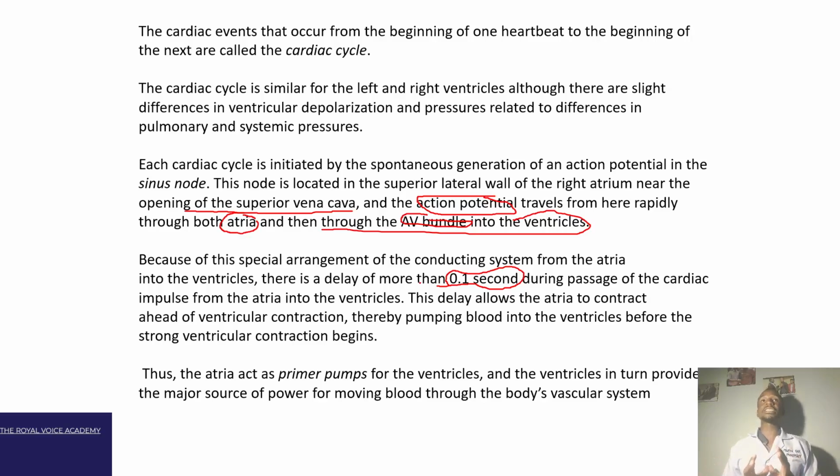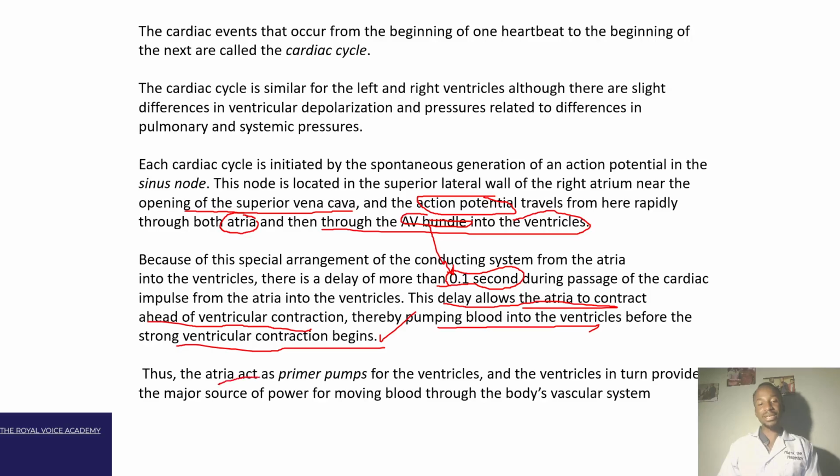So first you need a delay. You need some delay for your atria to contract first, and that delay is being caused by the organization of these different structures to conduct the action potential from the sinoatrial node to the ventricles, and that is the AV bundle. So the AV bundle is also connected to this part here. Good. And then this delay allows the atria to contract ahead of ventricular contraction, thereby pumping blood into the ventricles before strong ventricular contraction begins. And so that one is well understood.